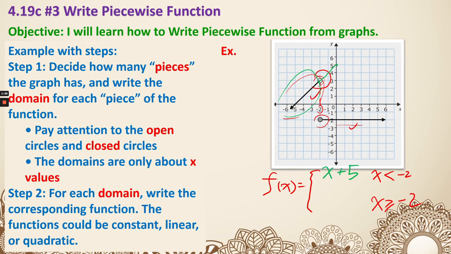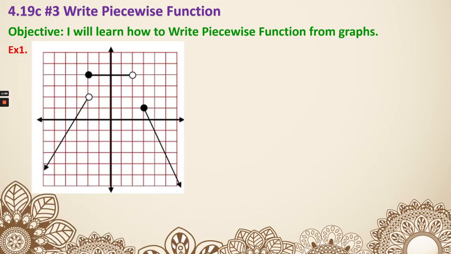Now for the other one, it's a flat line. This flat line is at 2. That is going to be a constant function. So that's going to be 2 for the second function. So that's the example with steps. Now let's see more examples.